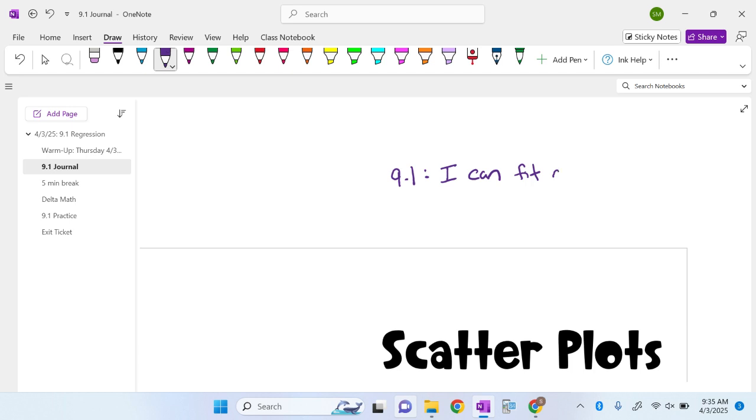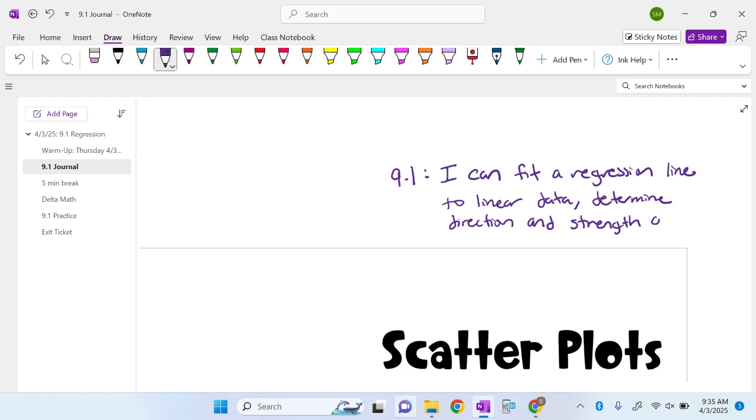fit a regression line to linear data, determine direction and strength of the correlation, and use the fitted equation to solve problems.